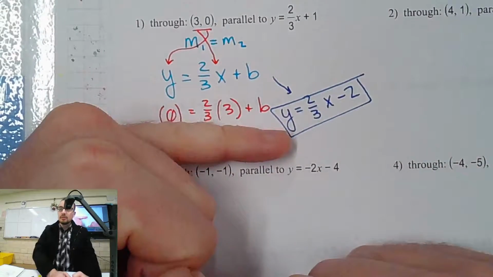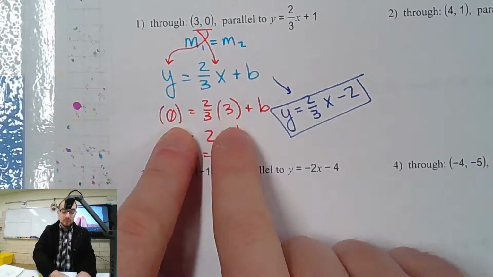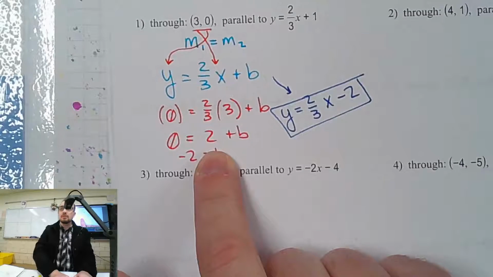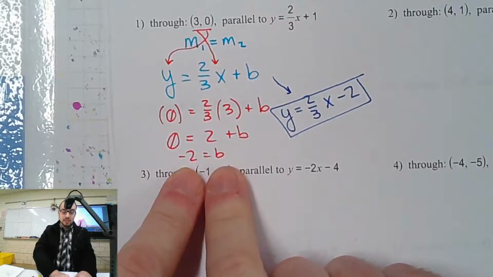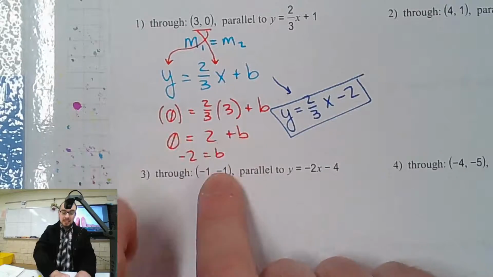So now we're here. Are we feeling okay? Okay. So now we have 2/3 times 3, which is the number 2. Trust me on that if you don't believe me, okay? And then I subtract the 2 to get negative 2 equals b. So our y-intercept, if this does go through 3, 0, has to be negative 2.